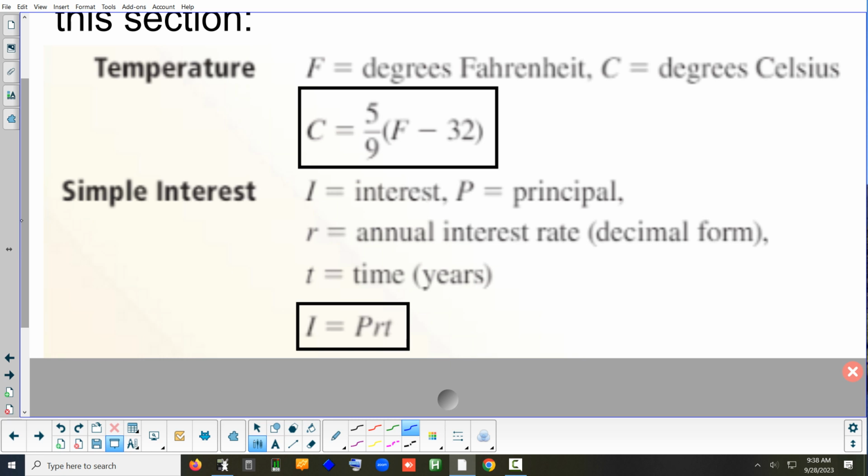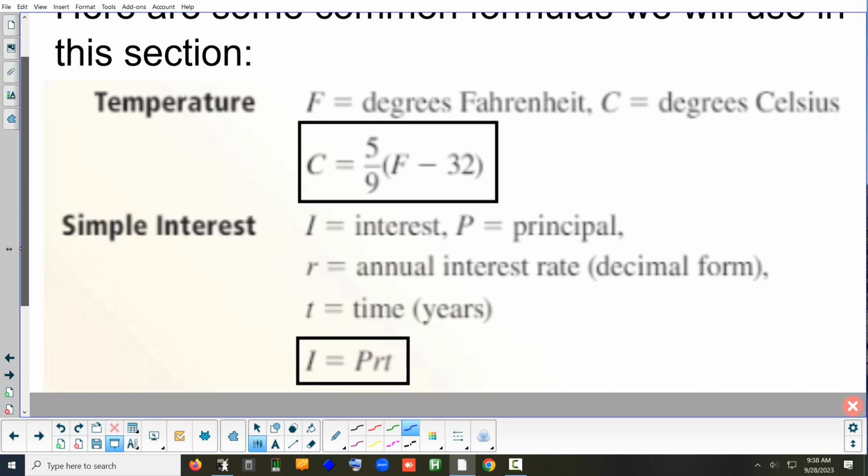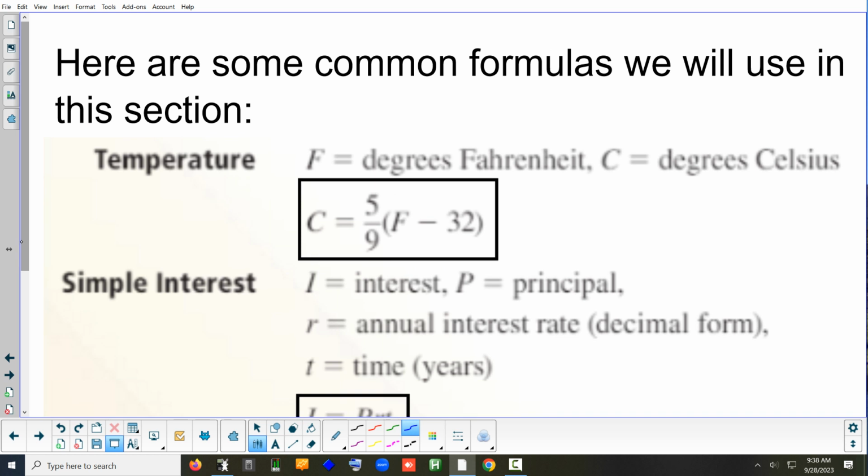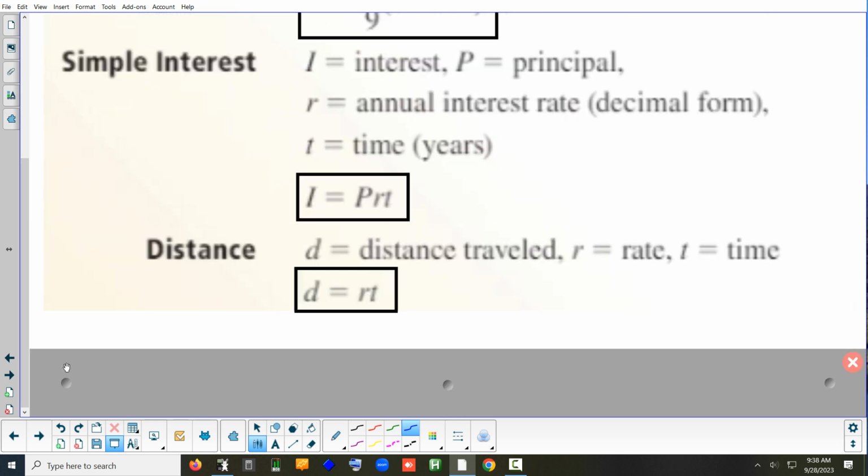Well, these are 2 different formulas. So the first one is temperature, and then the next formula is for simple interest. Okay. So we're going to look at 3 common formulas. One for temperature, one for interest, and then the last one I already told you is the distance formula. And that's distance equals rate times time.